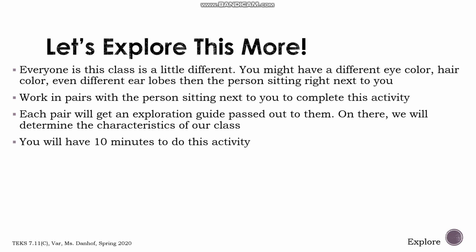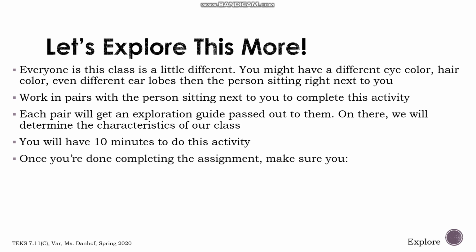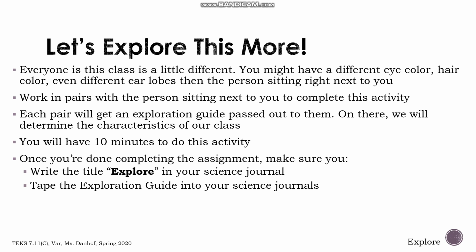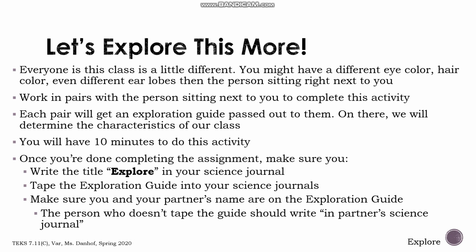They will have 10 minutes to do this activity, and once they are done completing this assignment, they need to make sure that they do all of the things that they need to do to put it into their science journal, such as writing the title Explore in their science journal, taping the exploration guide into their science journals, and making sure them and their partner's name are both on the exploration guide, and just emphasizing that the person who does not have the exploration guide taped into their science journal write that they are in the partner's science journal, and also emphasizing that they need to have both them and their partner's name in order to get credit.